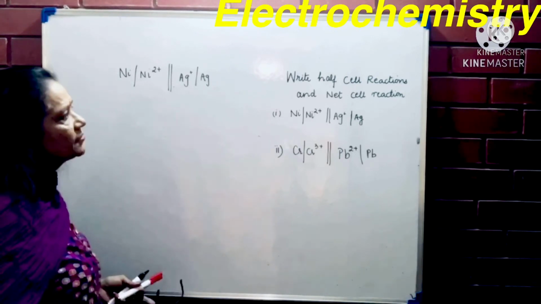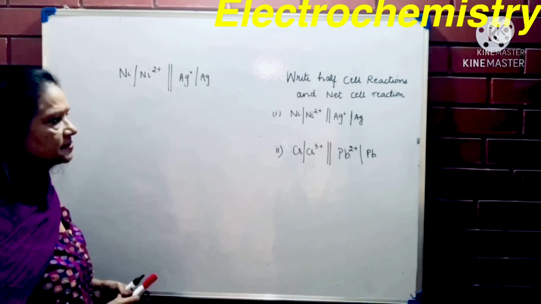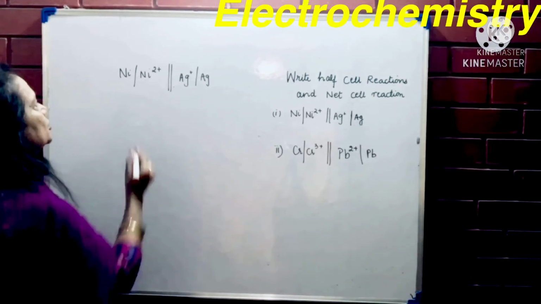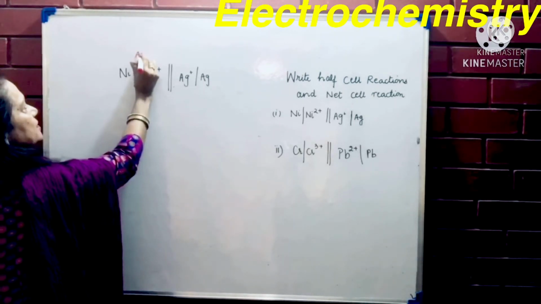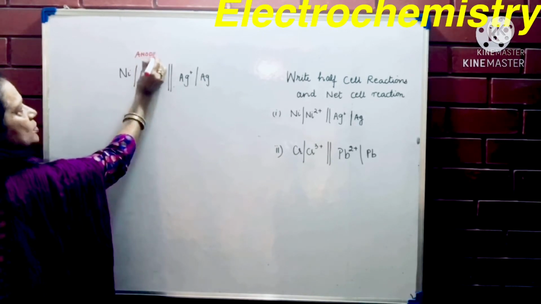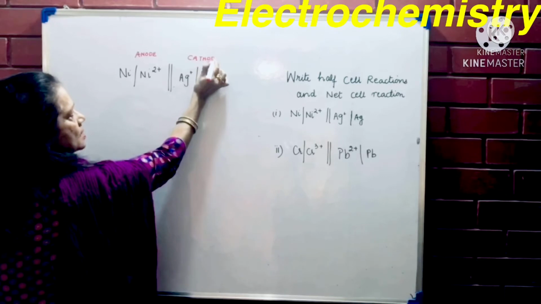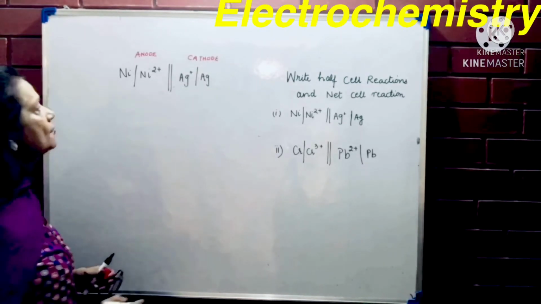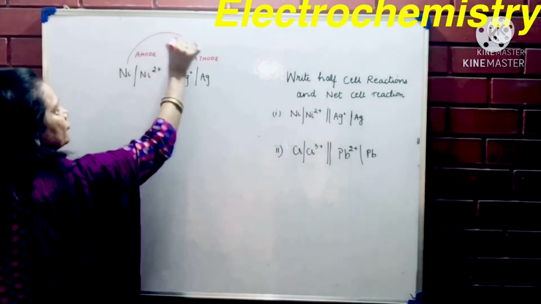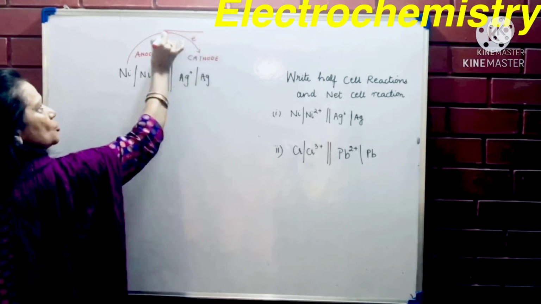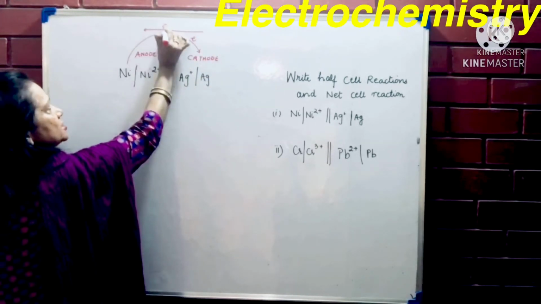Write half cell reaction and net cell reactions. This is the first question given to you. Now conventionally, you should know that on this side is always written the anode and this is always the cathode. So from anode to cathode, flow of electrons takes place, and from cathode to anode, current flows.